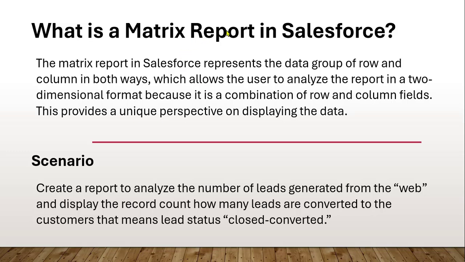Now in the summary report we only have group of rows, but in the matrix report along with the group of rows we can create group of columns.